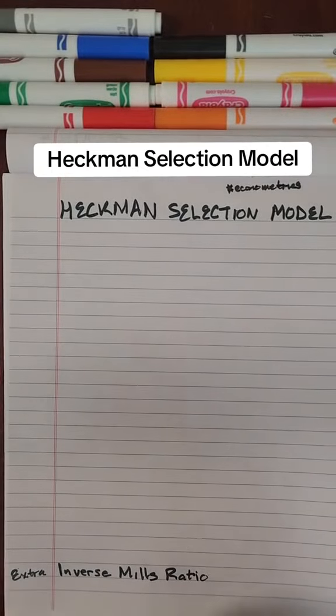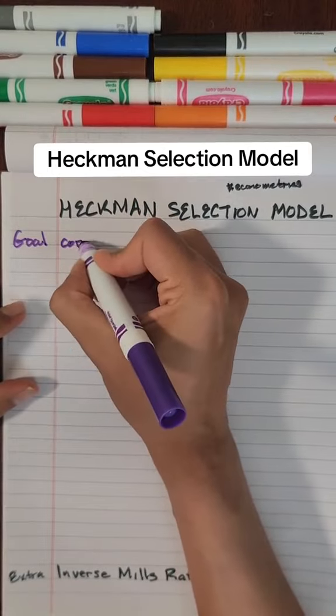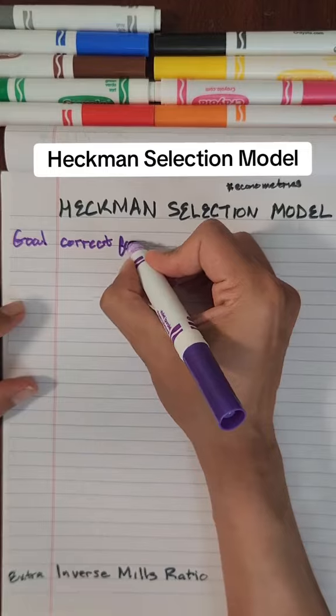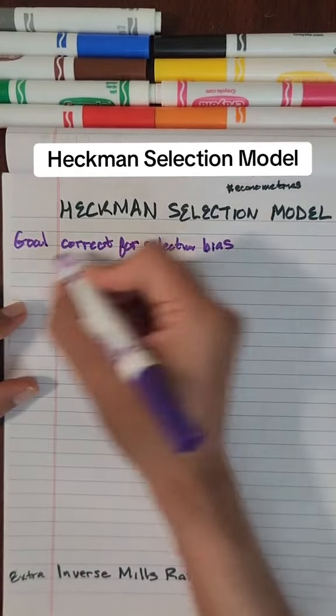Let's learn about Heckman's selection model from econometrics. So the goal is to correct for selection bias. And then let's jump to an example.